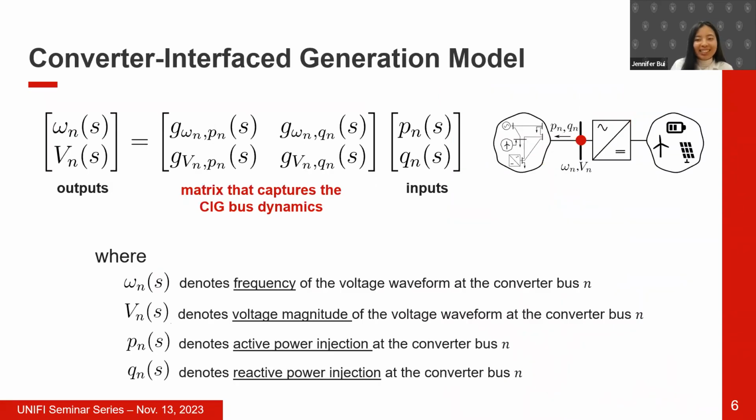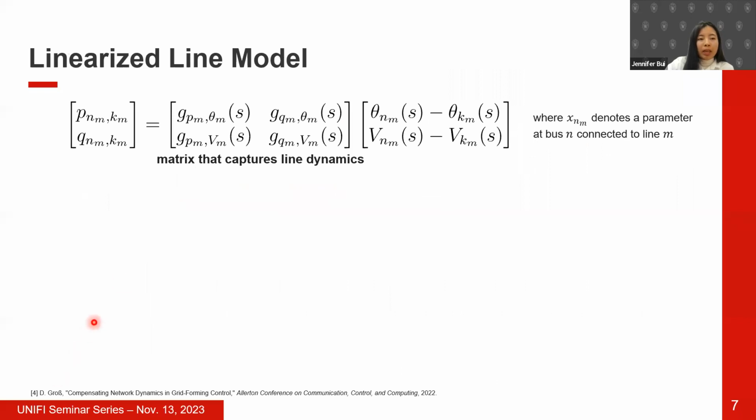To develop these specifications, we model the converter interface generation as such, where we have the inputs and outputs, again, specifically related to what we can measure at the inverter or converter bus. This matrix here captures the CIG bus dynamics. Another model we used is this linearized line model that captures the transmission line dynamics, where we have power flow here, active and reactive power, and we have the phase angle differences and voltage difference here.